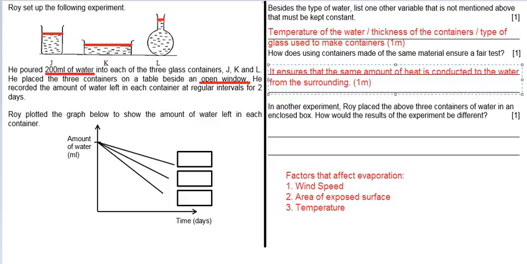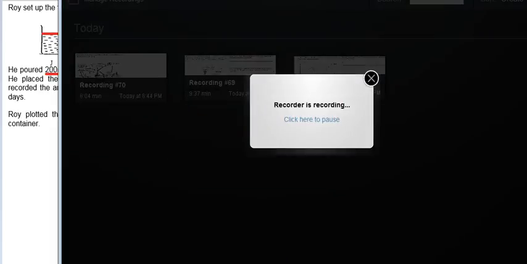Next, in another experiment, Roy placed the above three containers of water in an enclosed box. So Roy made another experiment. Everything else is the same. It's just that the three will be in an enclosed box. Now, what's the difference between the enclosed box and the open window? Open window, there's more wind. Closed box is not exposed to the sun, and therefore it is of course of lower temperature compared to the open window. It is exposed to the sun, and therefore it is a very easy answer for this one.